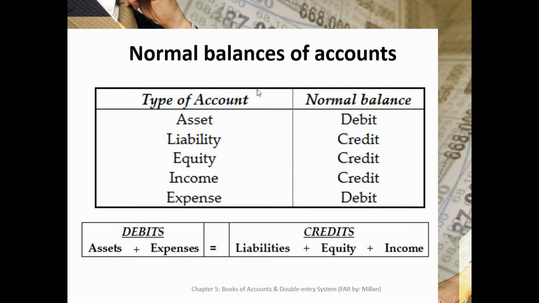So kapag kabaliktaran nitong normal balance yung gagawin mo, ibig sabihin binabawasan mo siya. For example, si asset, nilagay mo siya sa credit. Hindi yun yung normal balance niya. So binabawasan mo na siya. Si liability, nilagay mo siya sa debit, binabawasan mo din siya. And it follows na dito sa equity, income, and expenses.